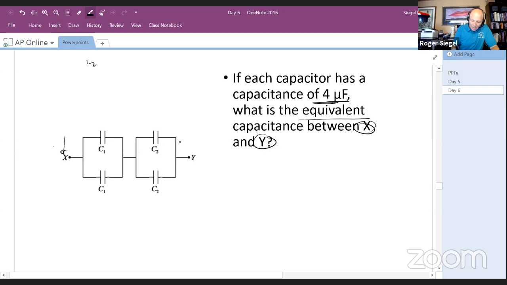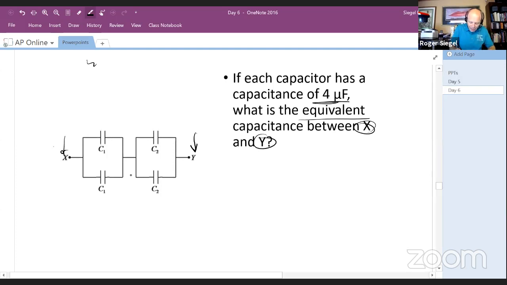So here's our X and here's our Y. And we want to know the total capacitance, or the equivalent capacitance. Each one is 4 microfarads. Now, what are we going to do first? Are we going to first treat this as a series or first treat this as parallel? When you're simplifying circuits, either with resistors or with capacitors, you go from the inside out. You take the smallest parts and you start to simplify them, and you build out and you add and add and add until you just have one simple circuit.